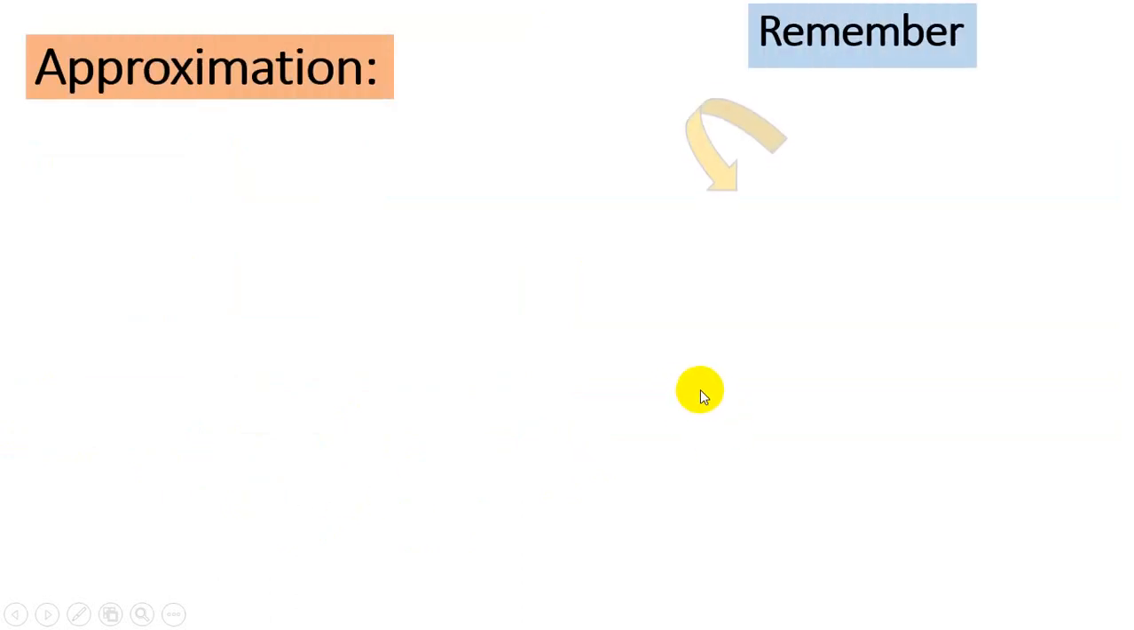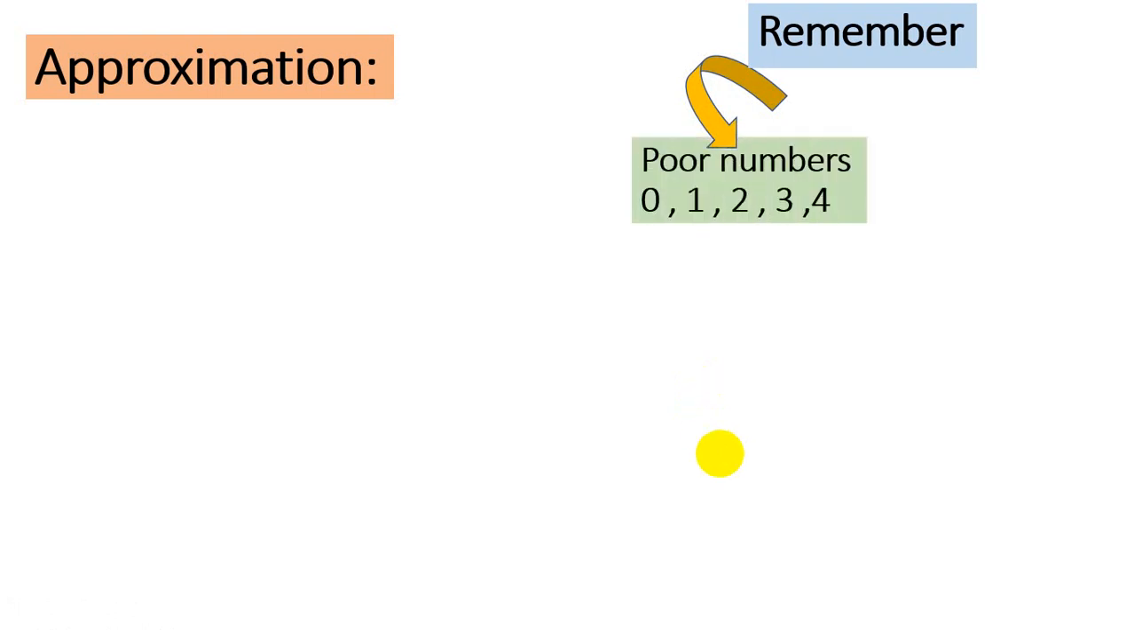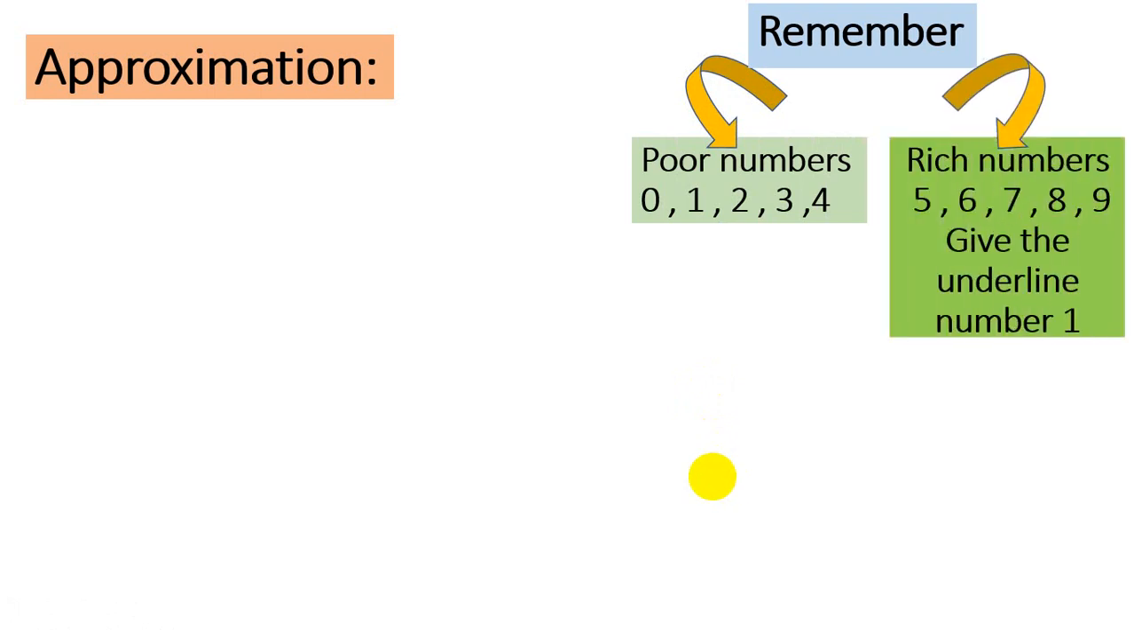Approximation. Remember, poor and weak. Poor means weak. Remember, poor and rich numbers. Poor numbers are 0, 1, 2, 3, 4. Strong numbers or rich numbers are 5, 6, 7, 8, 9. And the rich number gives the underlined number 1.